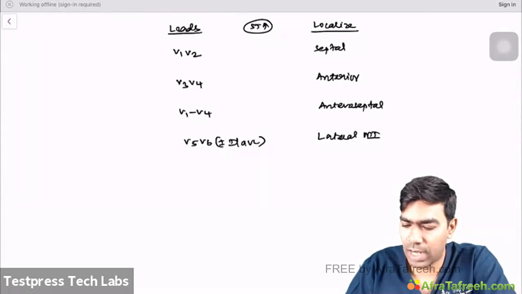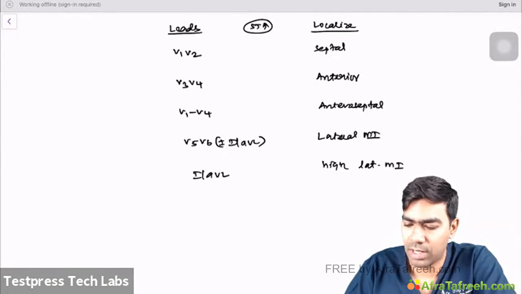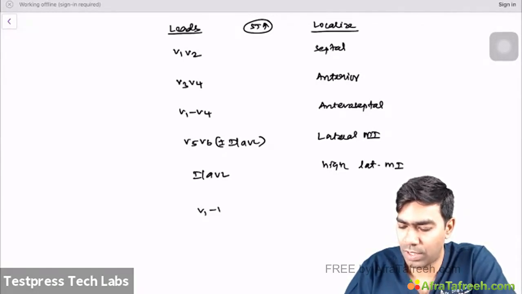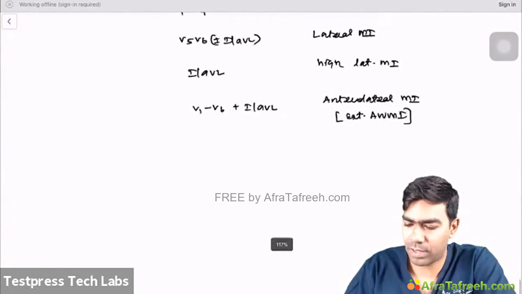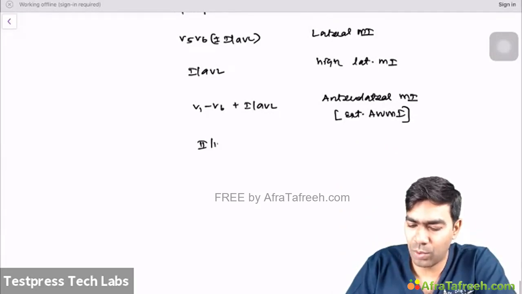Then if you get it only in 1 and AVL, it will be called high lateral MI, because we know 1 and AVL are high lateral leads. And of course, if you get it in V1 to V6 plus 1 and AVL, this will be called anterolateral MI, or probably you can even call it an extensive anterior MI. And if you get elevation in 2, 3, and AVF, this is called an inferior MI or inferior wall MI.